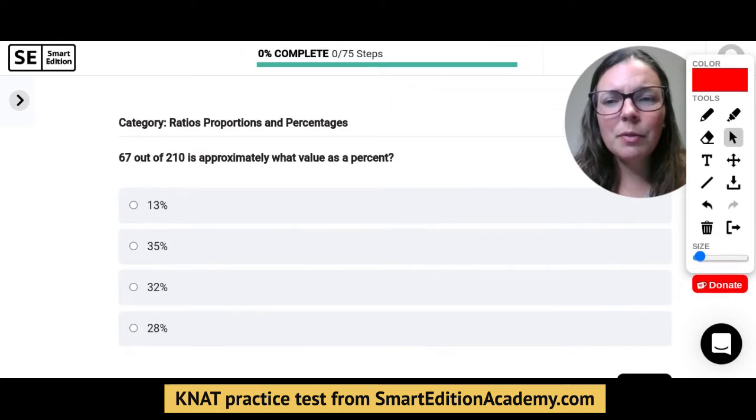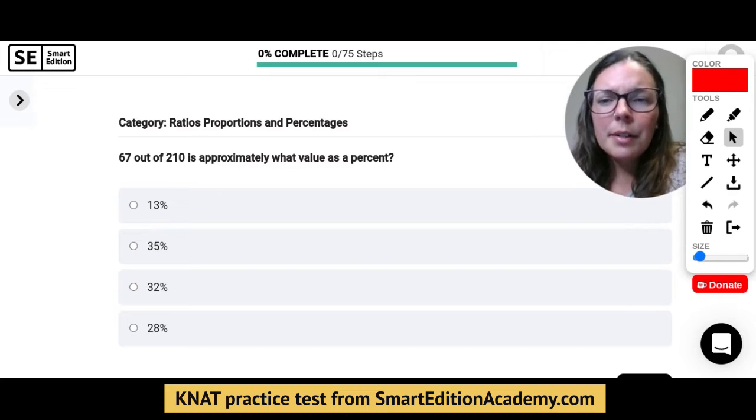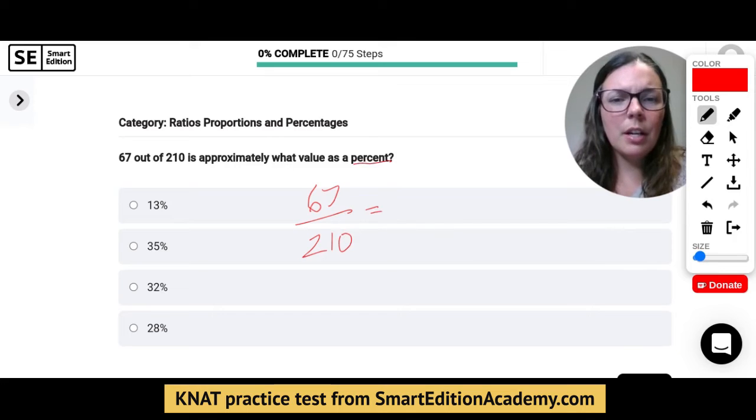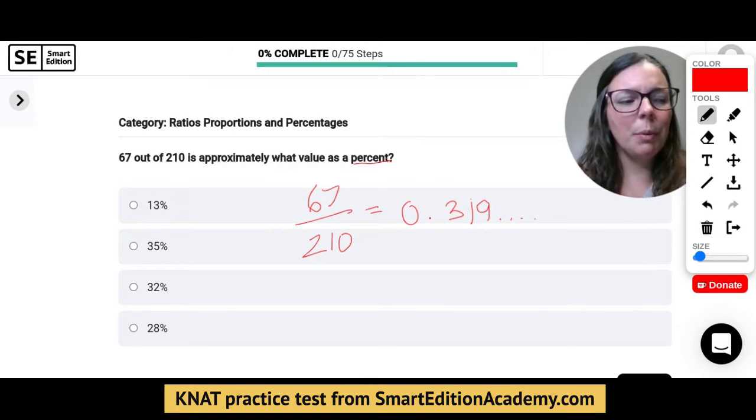Okay, 67 out of 210 is approximately what value as a percent? Okay, so 67 out of 210 is really just 67 over 210. So we want it as a percent. So let's just divide to figure out what it is as a decimal. 67 divided by 210 is 0.319, and it kind of goes on from there. I'm just going to round to 0.319.